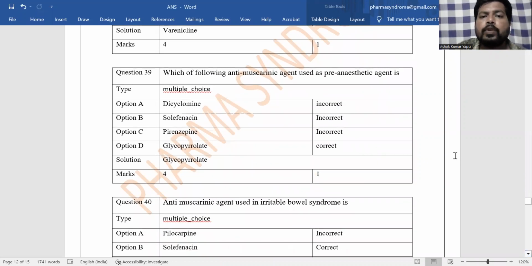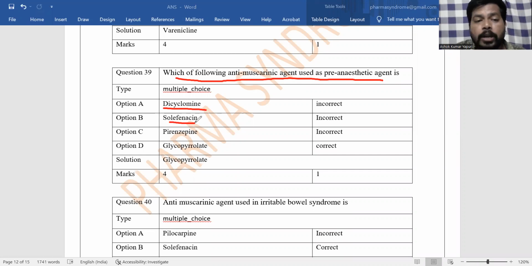Next question. Which of the following anti-muscarinic agents is used as a pre-anesthetic agent? Dicyclomine is not a pre-anesthetic agent. Solifenacin is not a pre-anesthetic agent. Pirenzepine is a selective M1 receptor blocker in the GIT for the treatment of ulcer. And the answer is glycopyrrolate, an anti-muscarinic agent with pre-anesthetic action.